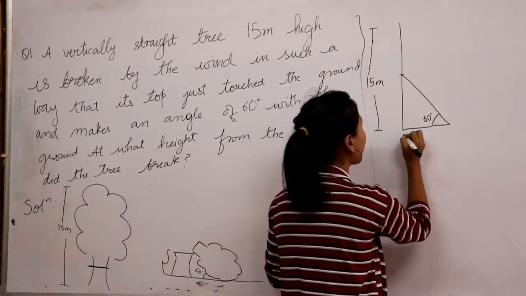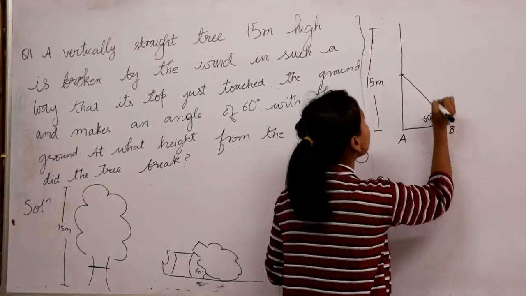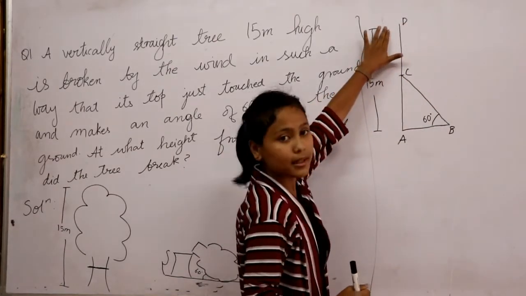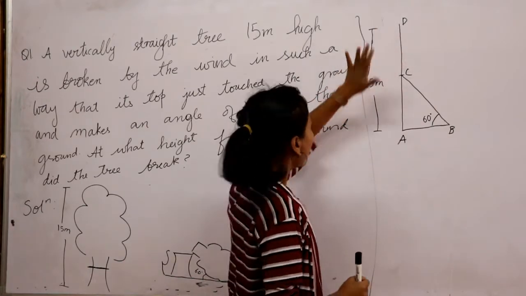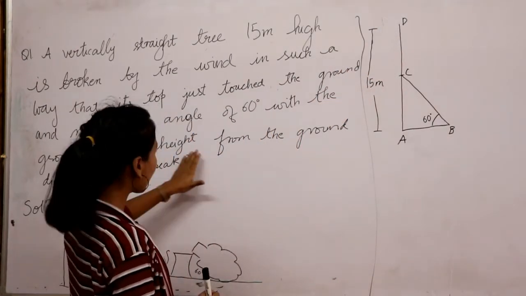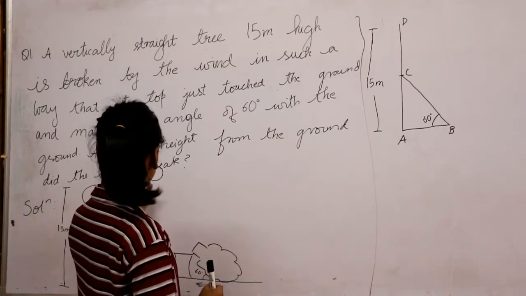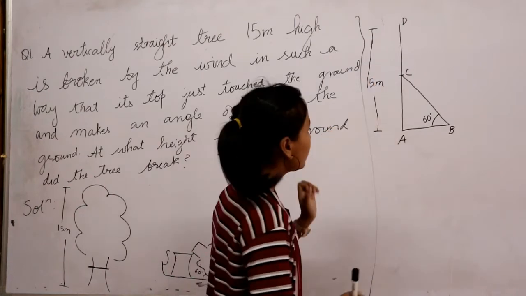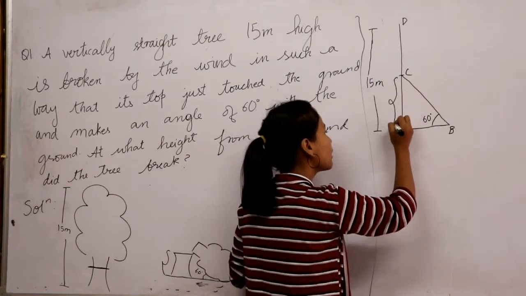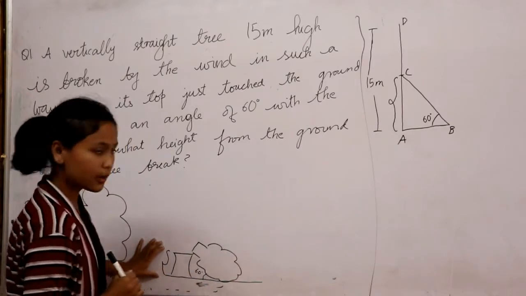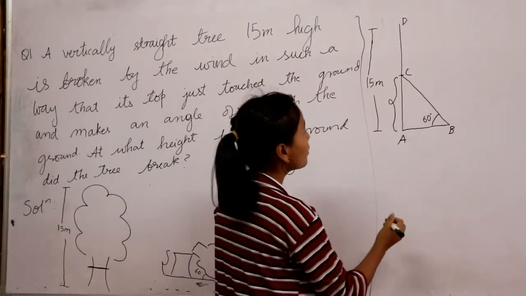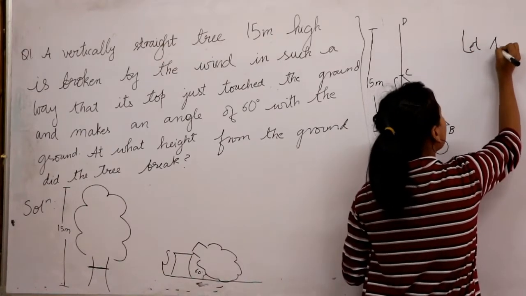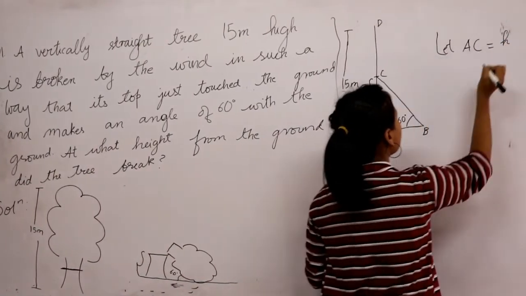Let us denote here by A, here by B, here by C, and here by D. AD is the height of the tree. By the question, we have to find the height from the ground at which the tree broke. So we have to find AC. Now we have to find this height AC. Let us denote AC by H. Then AC is equal to H.